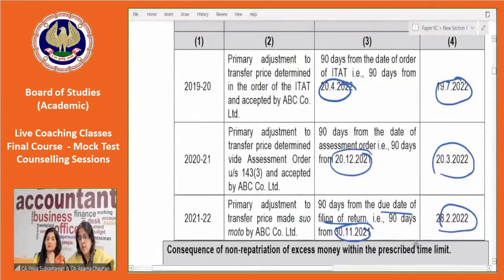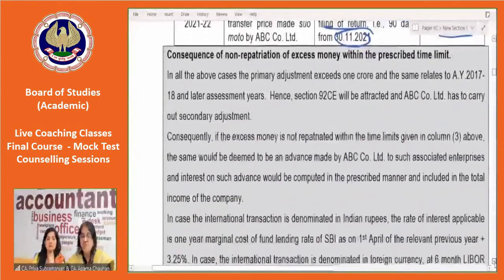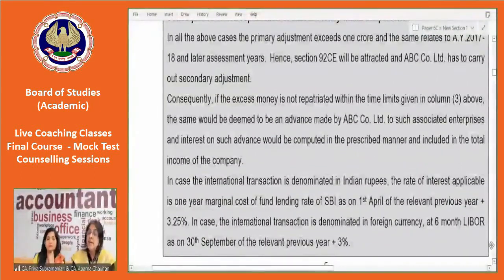Now, what's the consequence of non-repatriation? What will happen? It will be deemed to be an advance which ABC Company Limited has made to such associated enterprise. Interest will be computed, and that interest will be included in your total income. If you repatriate within that time limit, then there's no issue at all.